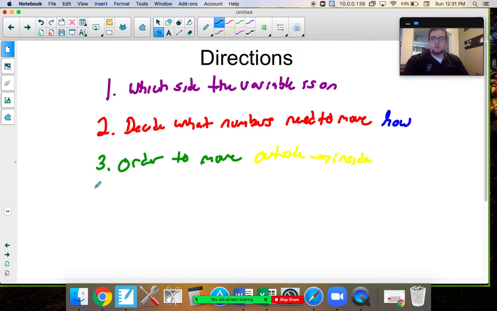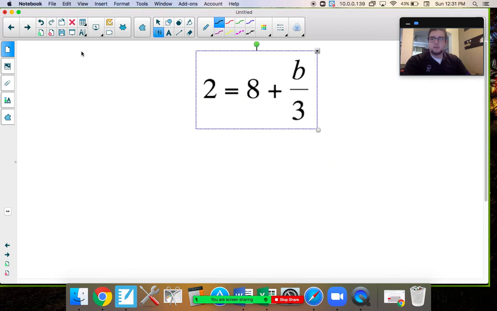And then once we've done that, 4, we want to check our answer to make sure that it works. The best part about solving equations is that you will know if you got it right if you check your answer in the end. Alright, so here's our first one.